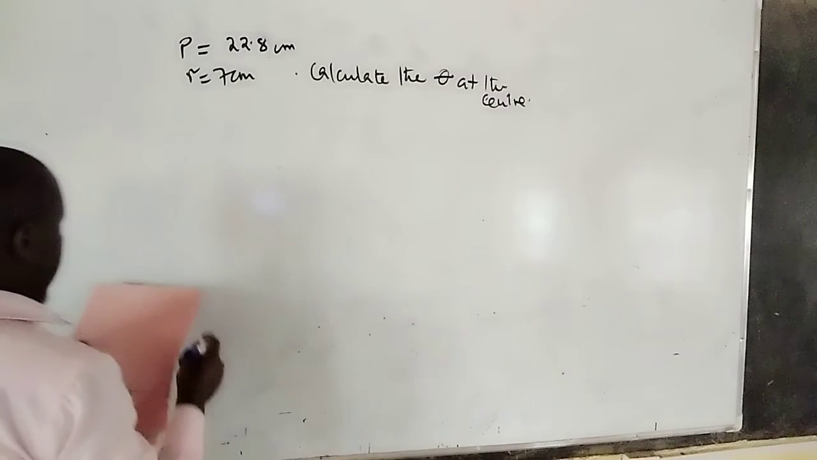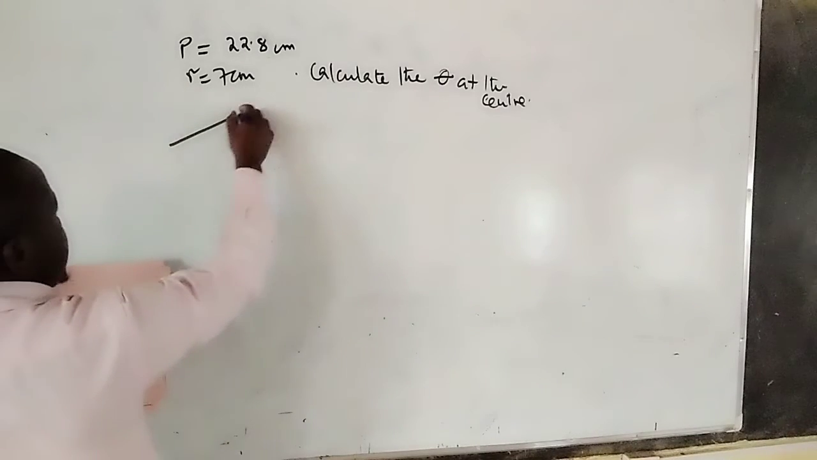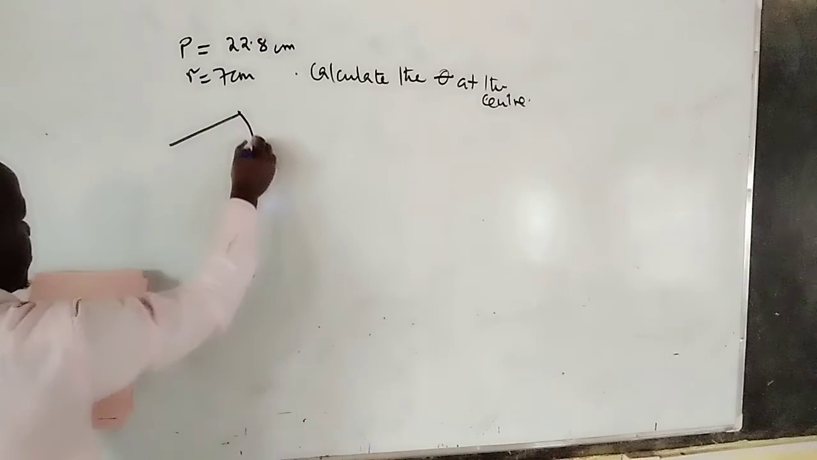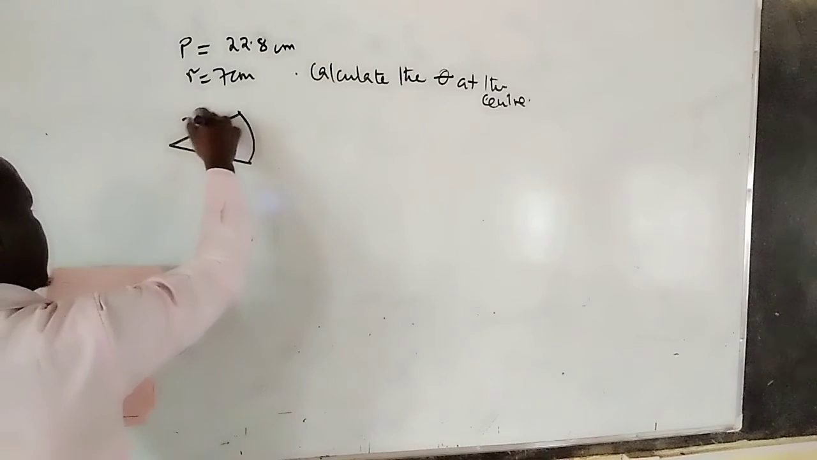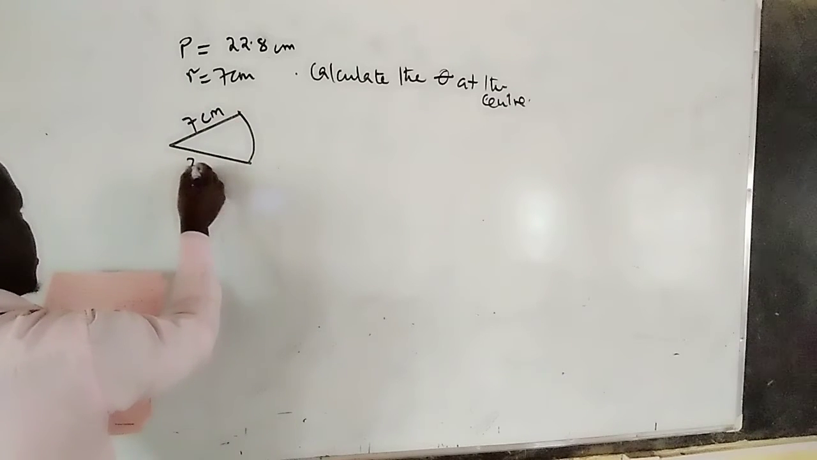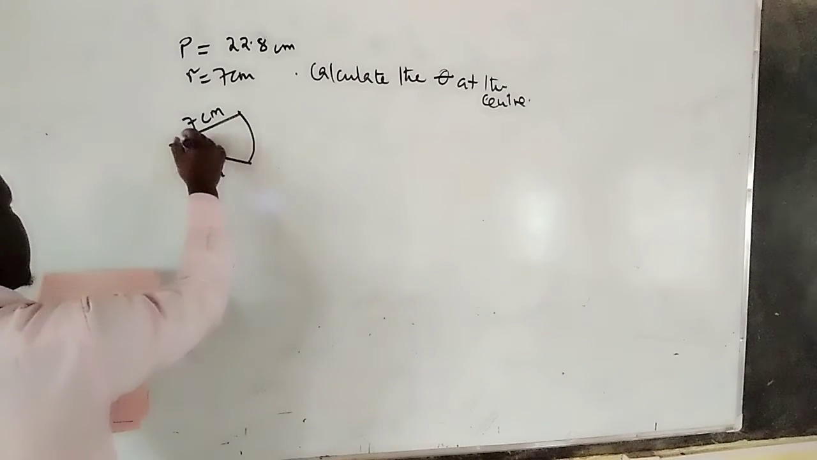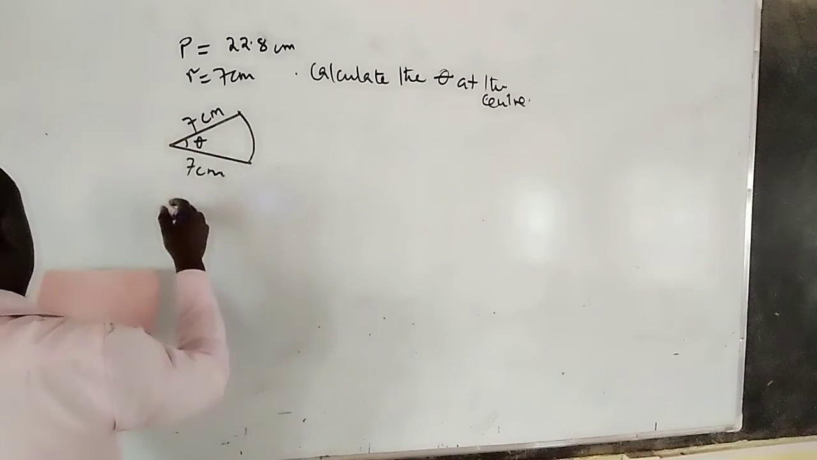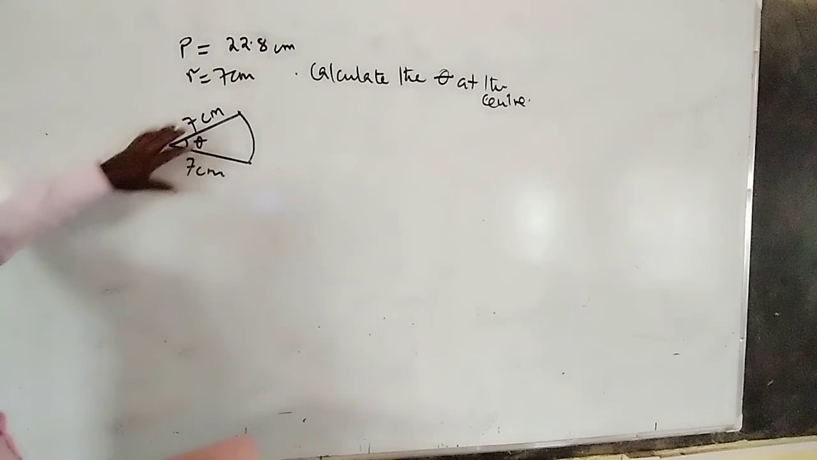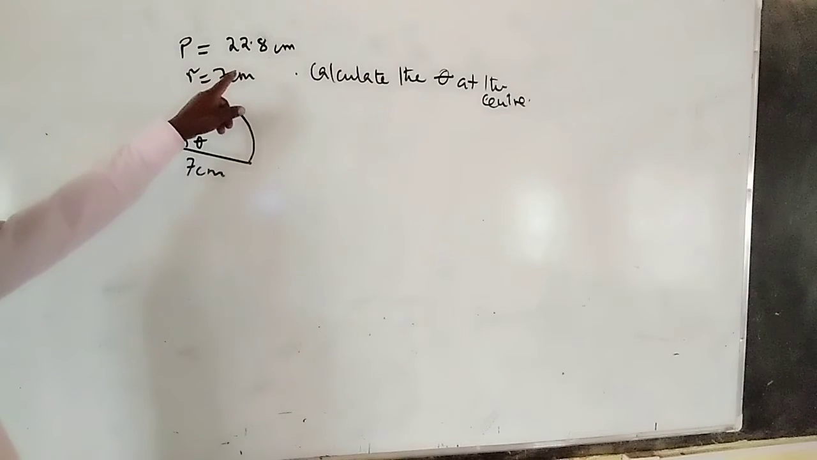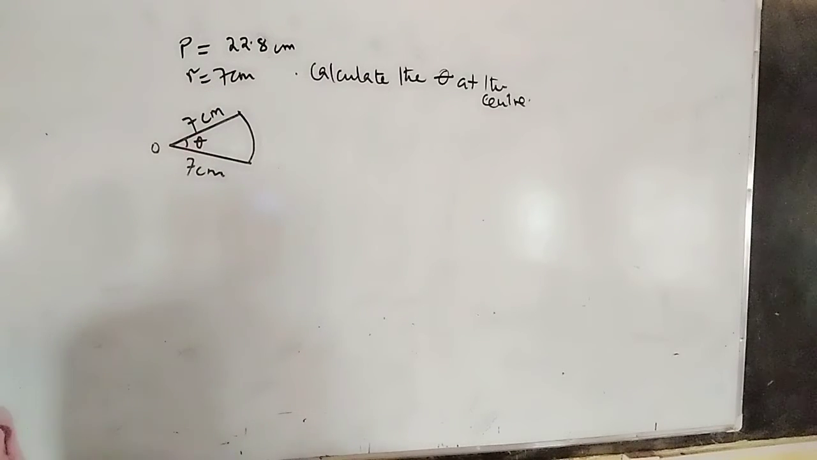The figure is as shown, a figure like this. Seven centimeters. This is the angle we want. Then O is the center. So we are told the perimeter is 22.8. We are told now to find the angle at the center.